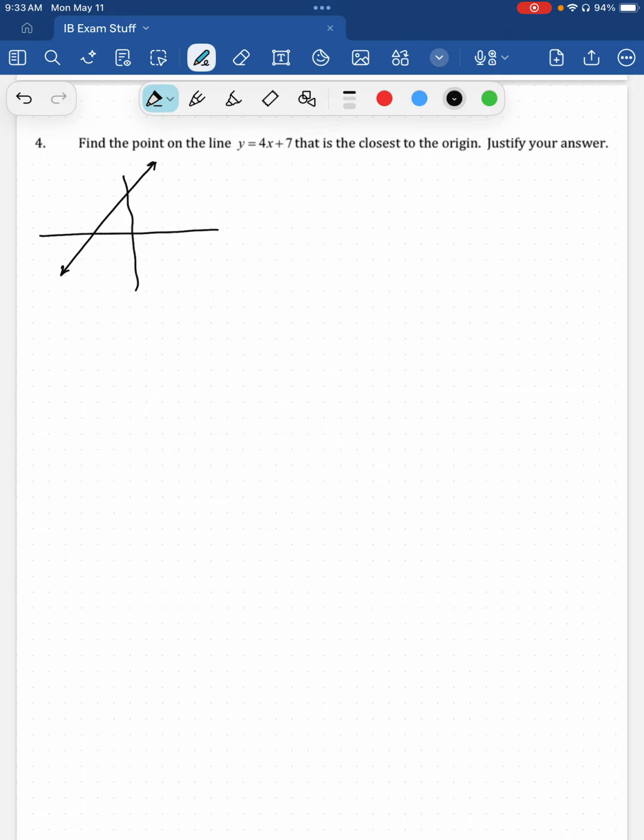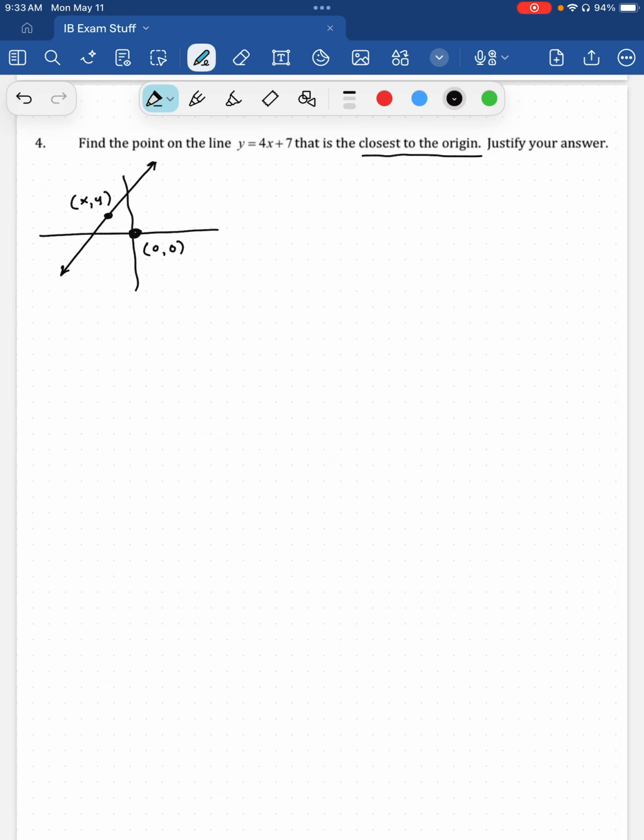this. The origin is here, so the point closest to that origin is going to be a point somewhere around here. We don't know what that point is, so we're just going to call it (x, y). And we know this is the origin, so we're going to call that (0, 0). Now, what we are attempting to do is find the point closest to the origin. That means we're going to minimize the distance.